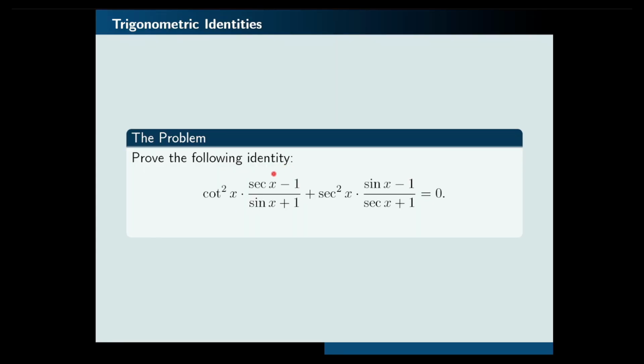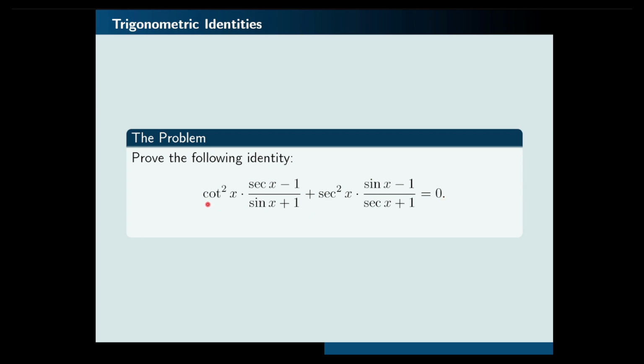Prove the following identity. Cotangent x squared times secant x minus 1 over sine x plus 1 plus secant x squared times sine x minus 1 over secant x plus 1 equals 0.